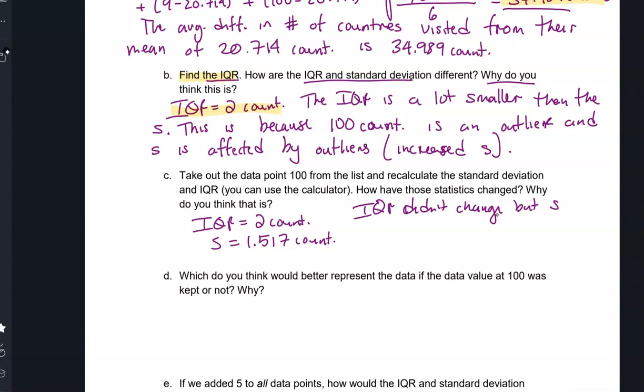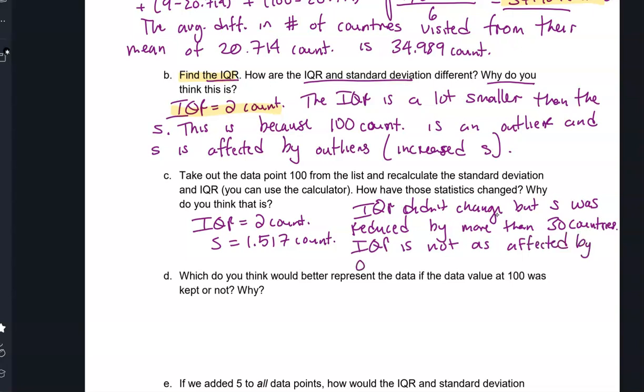So it was reduced by more than 30 countries. Again, why do you think that is? IQR is not as affected by outliers. Sometimes it is a little affected, but it's not as affected.